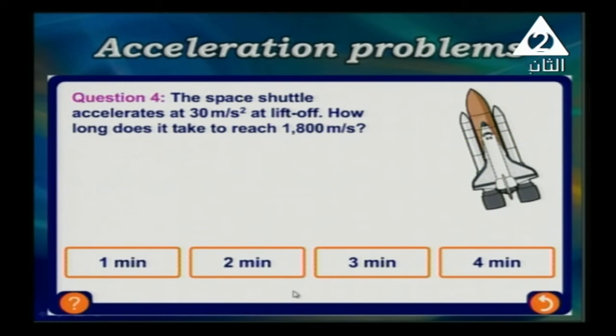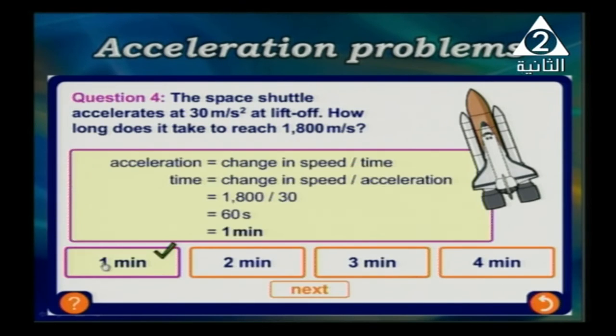The space shuttle accelerates at 30 meters per second squared at liftoff. How long does it take to reach 1,800 meters per second? So 4 minutes, 3 minutes, 2 minutes, 1 minute. One minute is right because we have the acceleration. It's 1,800 divided by 30 equals 60 seconds. I need it in minutes here.